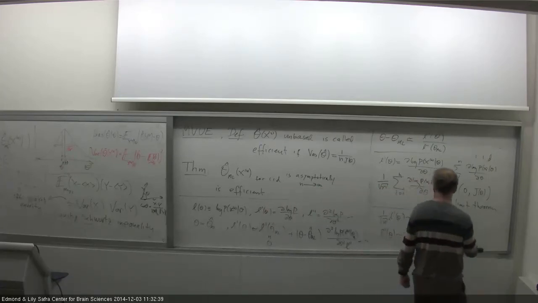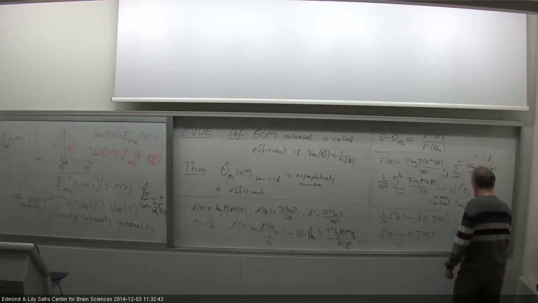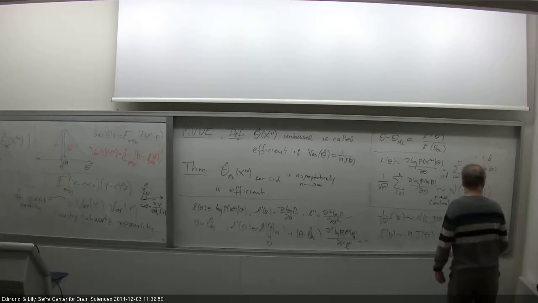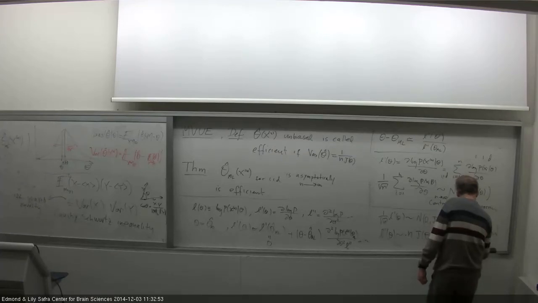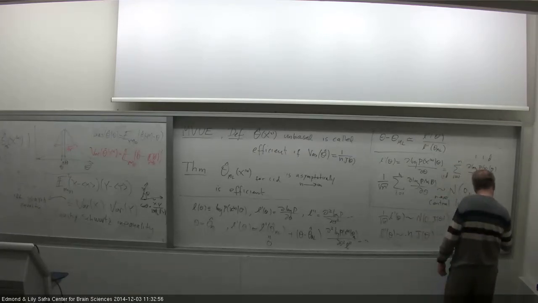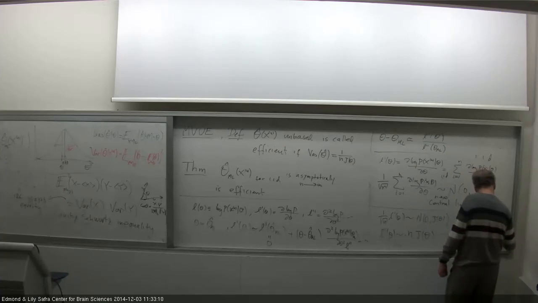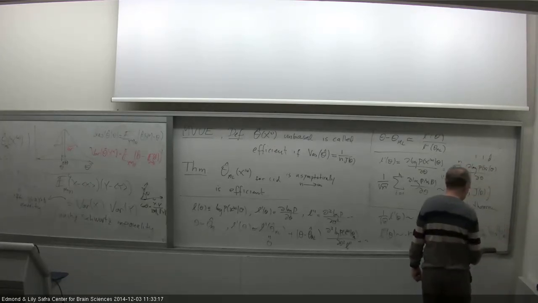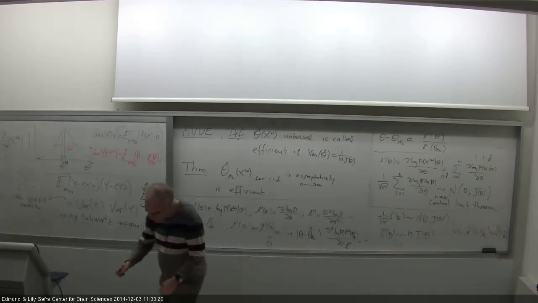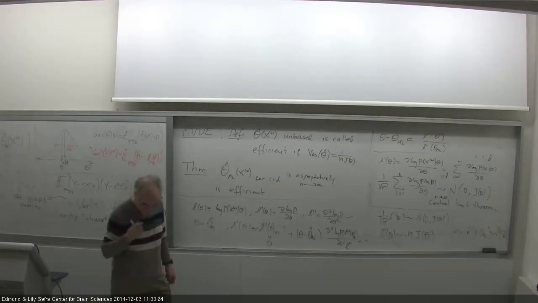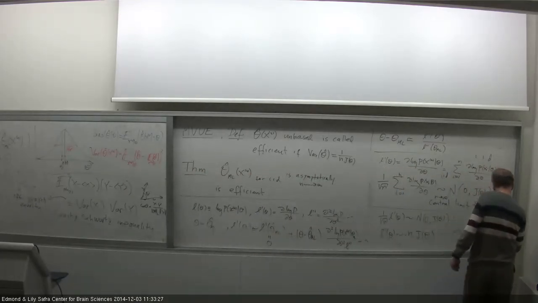So the consequence of this a bit convoluted argument is that square root of n theta minus theta ML is going to approach a normal distribution with 0 mean and the variance, which is 1 over n j, and 1 over square root of n. Yeah, 1 over j, sorry, not 1 over n. 1 over j.